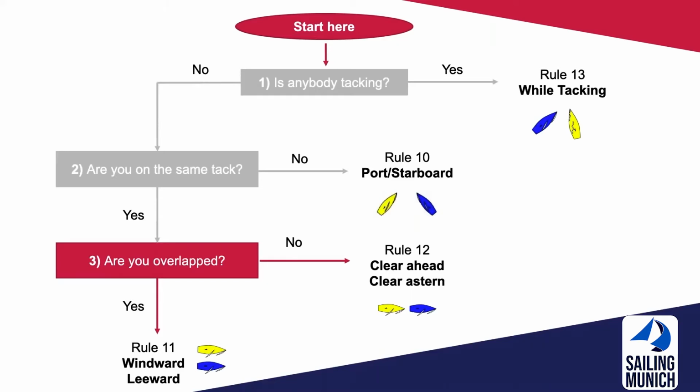We can go back to our flow diagram now. We've already answered 2 of the questions. So now we've only got 1 question left, which is, if we decide nobody is tacking and the boats are on the same tack, the answer is yes. Then we're left with this final question. Are you overlapped? Yes or no? If the answer is yes, we have a rule for that. If the answer is no, we also have a rule for that. So it will either be a windward leeward or clear ahead, clear astern situation.